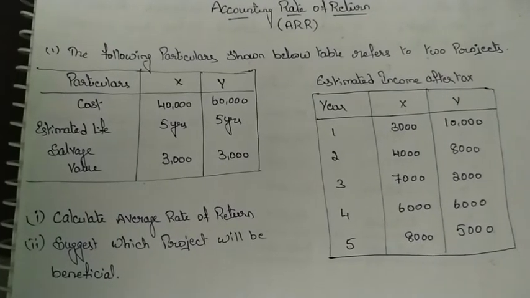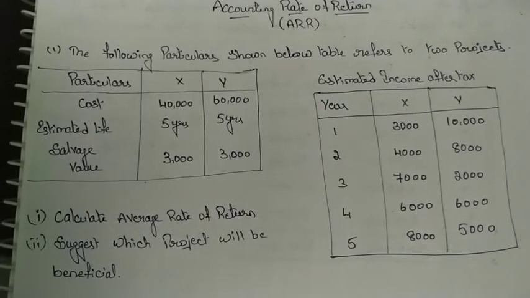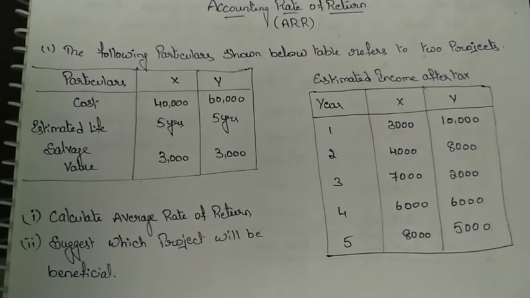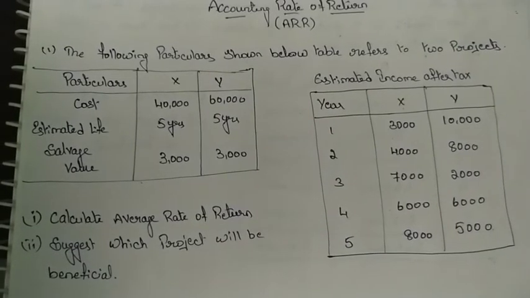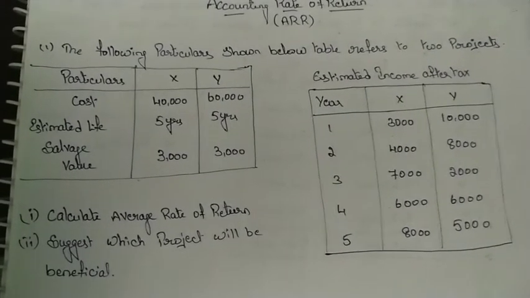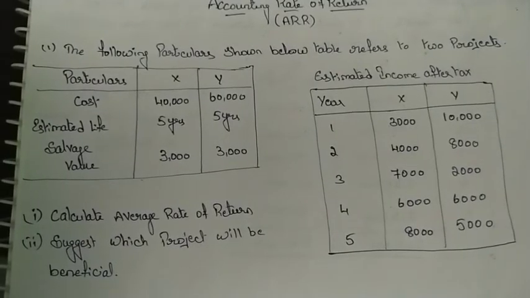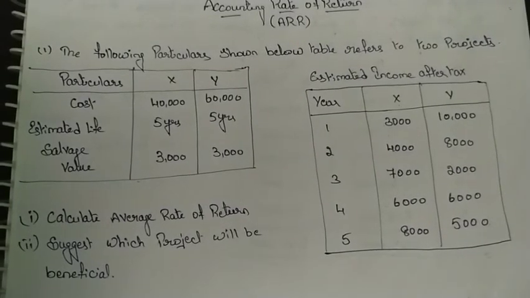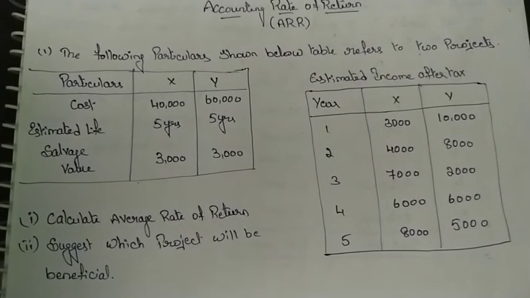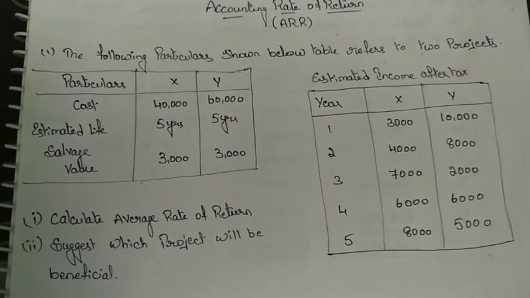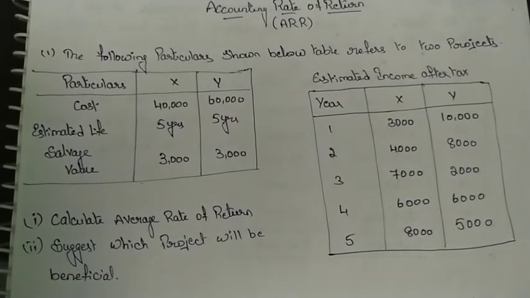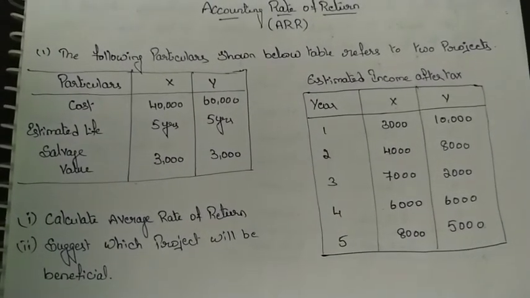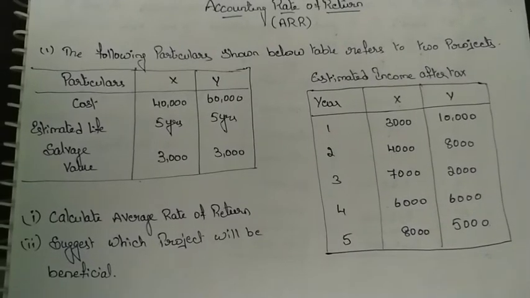Here is the example. The particulars shown in the table below refer to two projects, project X and project Y. In the first table they give the cost, estimated life and salvage value of the two projects. The cost of project X is 40,000 and project Y is 60,000. Estimated life for both projects is 5 years and salvage value is also the same for both projects, that is 3,000. In another table they give estimated income after taxes.